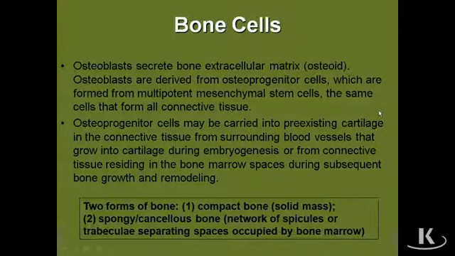Osteoprogenitor cells may be carried into pre-existing cartilage in the connective tissue from surrounding blood by way of blood vessels that grow into cartilage during embryogenesis, or from connective tissue residing in the bone marrow spaces during subsequent bone growth and remodeling. And as we'll see, there are fundamentally two different forms of bone. A solid mass of bone forms compact bone, whereas spongy or cancellous bone consists of a network of spicules or trabeculae that are separated by spaces containing hematopoietic cells in the bone marrow.